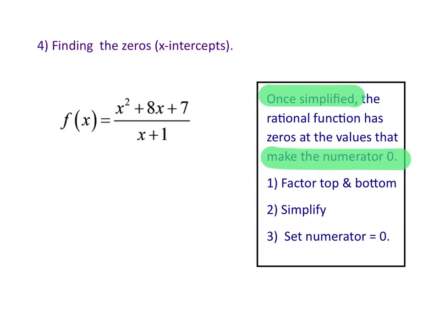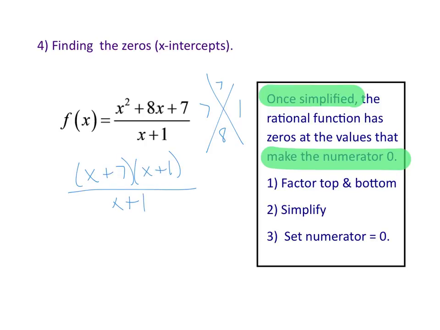So f of x equals x squared plus 8x plus 7 over x plus 1. The first step here is we need to factor both the top and the bottom of our fraction, so both the numerator and denominator. So I need to find factors of 7 that when added together give me 8. So that will be 7 and 1. So x plus 7 times x plus 1 all over x plus 1. The denominator is already in simplified form.